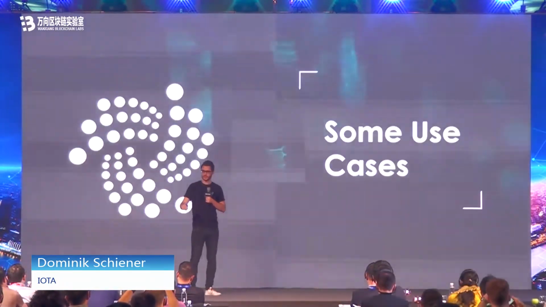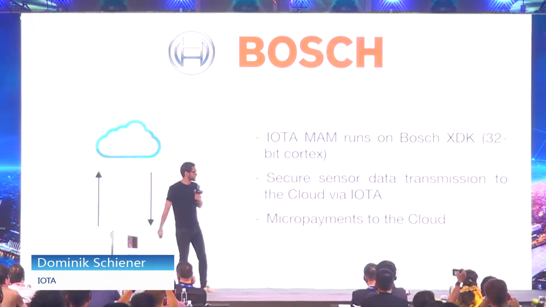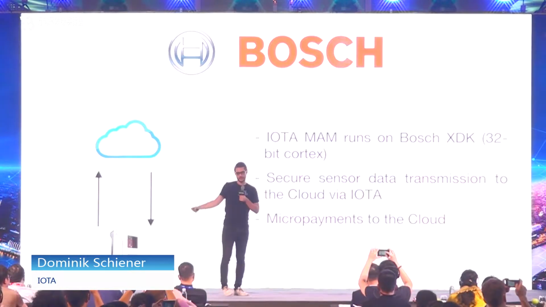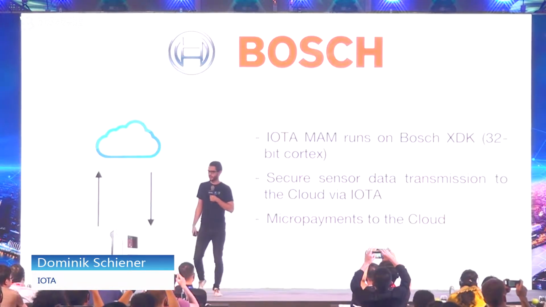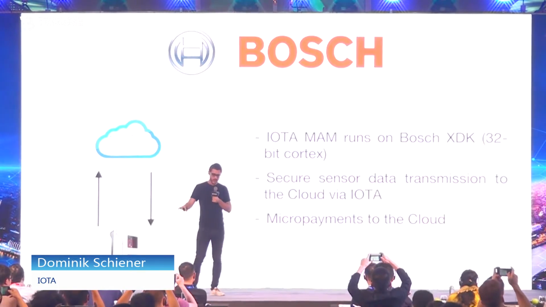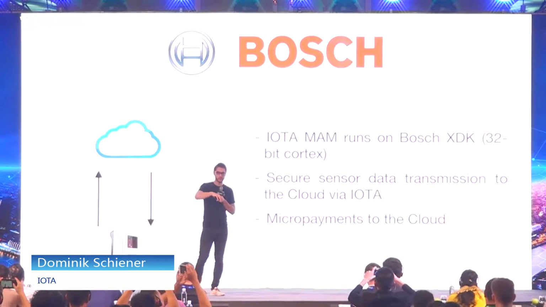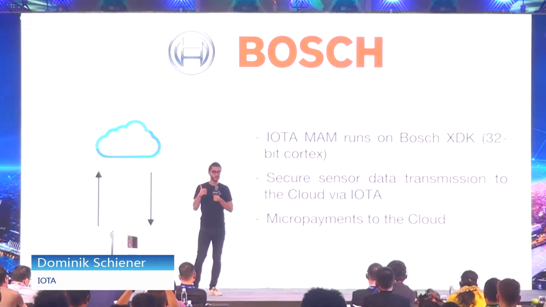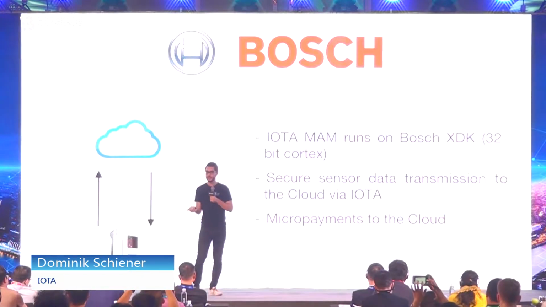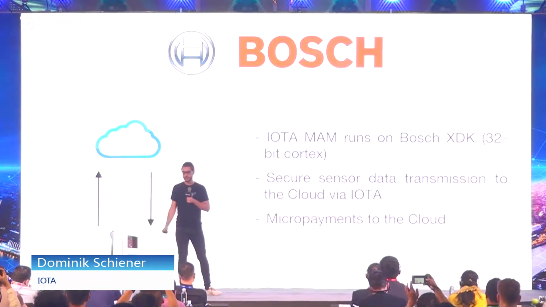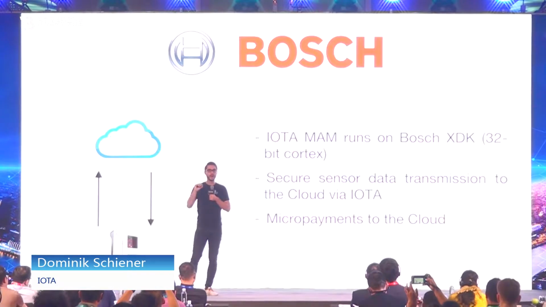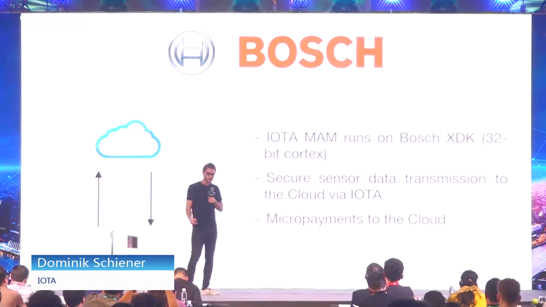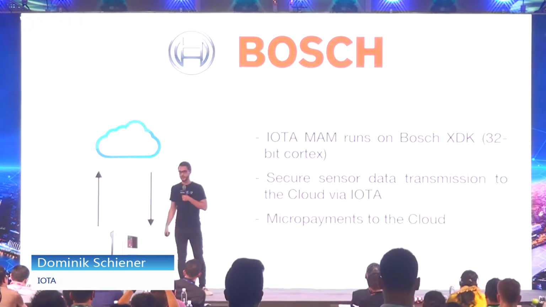So let's discuss some use cases. One of the first use cases that we work on together with Bosch is the Bosch XDK. This is a tiny microcontroller, a 32-bit Cortex. We have Iota running on this microcontroller, and what we want to showcase is how this microcontroller can, for one, securely transmit data to the cloud, because we have this data integrity. And secondly, we want to showcase how this microcontroller can actually buy access to a certain resource from the cloud, like for example machine learning on demand, or any other resource that the cloud makes available.